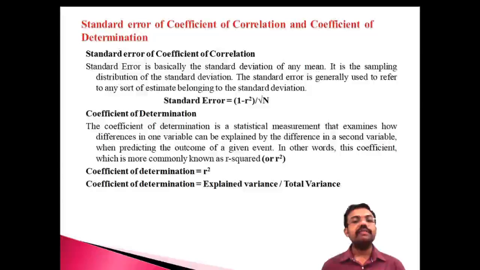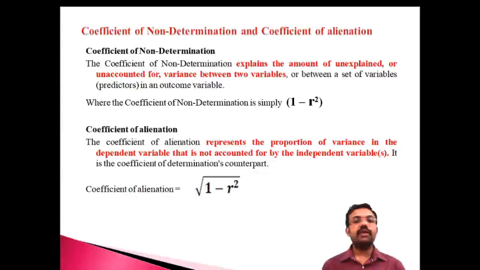Okay, another one is the coefficient of determination. The coefficient of determination is another statistical measure which examines how the difference in one variable can be explained by the difference in a second variable. It is represented as r square. R square is the square of the coefficient of correlation. The formula is explained variance divided by total variance. Another one is the coefficient of non-determination, which explains the amount of unexplained or unaccounted variance between two variables. How to find it? It's very simple: 1 minus r square.